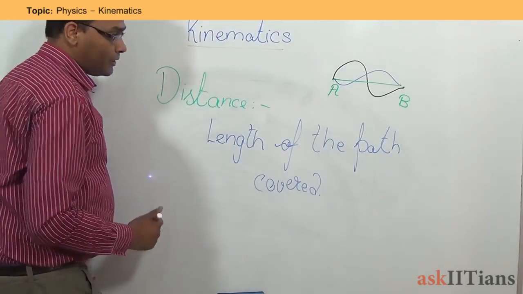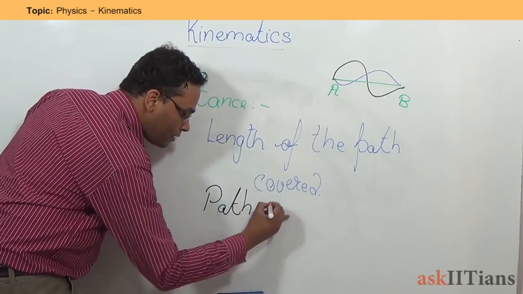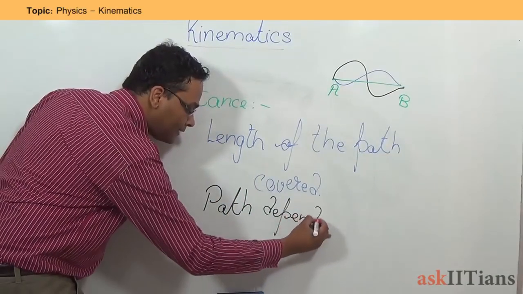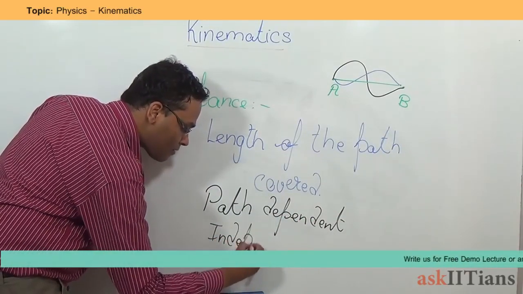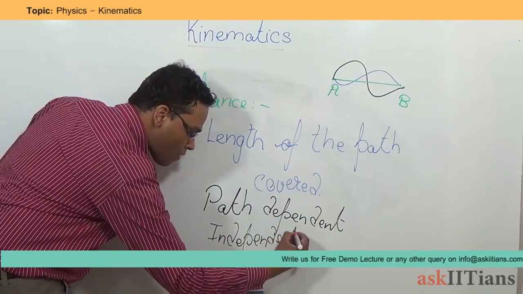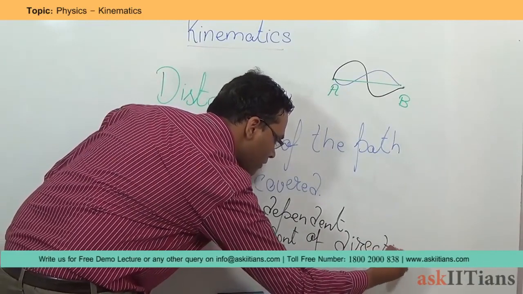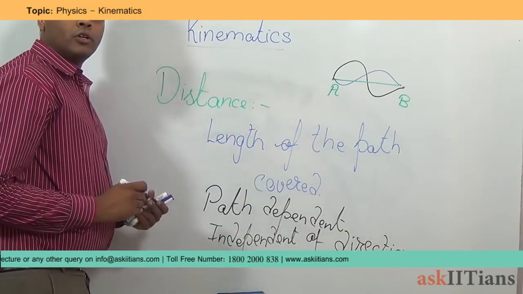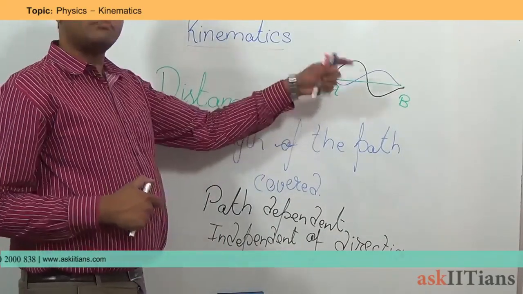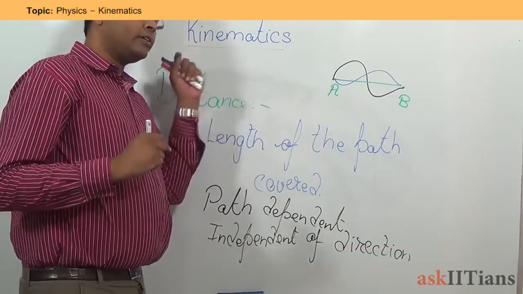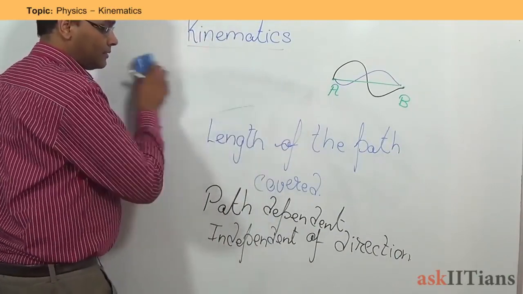So here we are going to say that distance is path dependent but independent of direction. It will depend upon which path you are taking, but it will not depend on whether you are going from left to right or from right to left. So this is how we define distance.